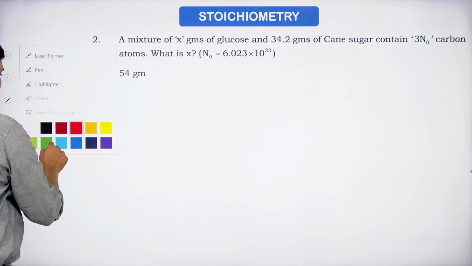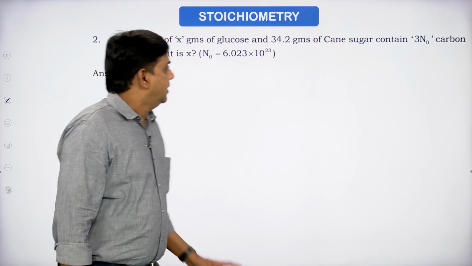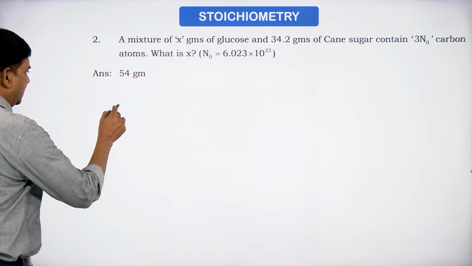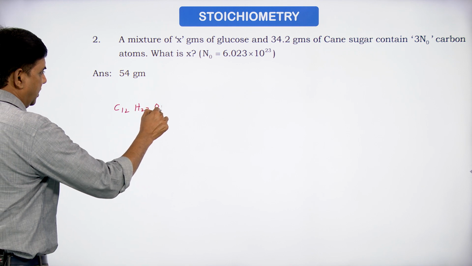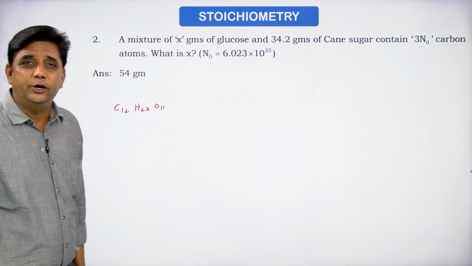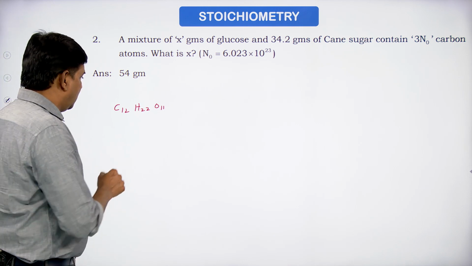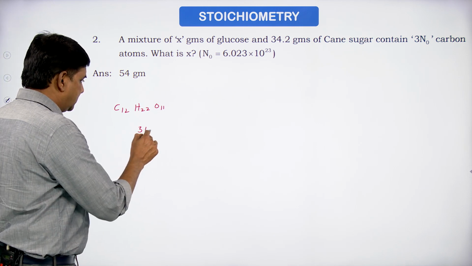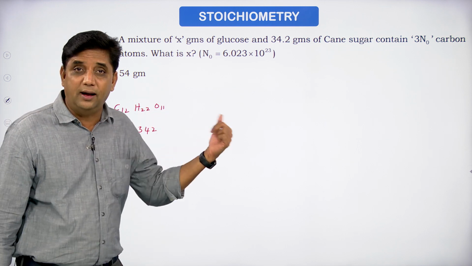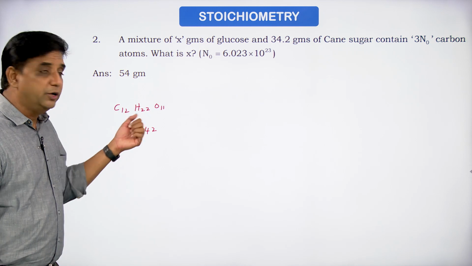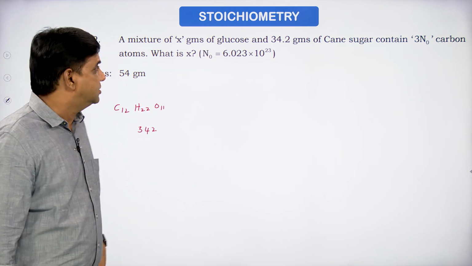Students, these are very high level problems, so carefully listen. Cane sugar means C12 H22 O11. C12 H22 O11 is the cane sugar, and cane sugar molecular weight is 342 grams. If you calculate individually the sum of the atomic weights of all the 12 carbons, 22 hydrogens and 11 oxygens, the molecular weight will be 342 grams.